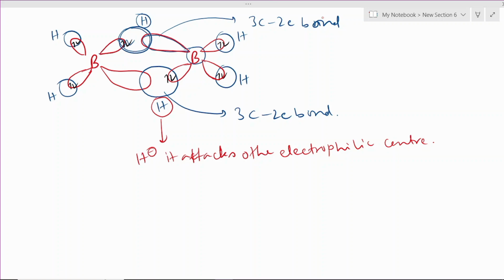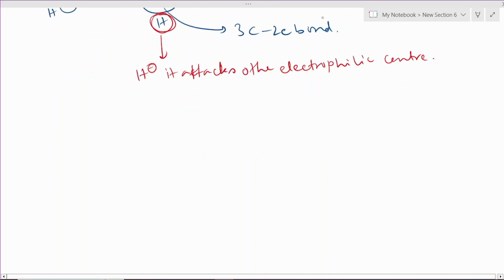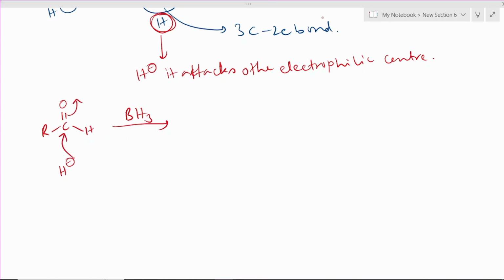That's how BH3 acts as a reducing agent. It is an electrophilic reaction. This hydrogen leaves as hydride, taking up these two electrons, and it attacks the other electrophilic center. If we take an aldehyde and react it with BH3, then this hydride from B2H6 reacts in such a way, and we get the product.